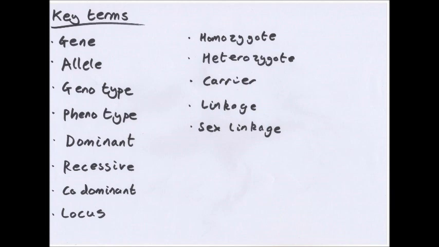And sex linkage: a characteristic is sex linked if the gene that codes for it is found on one of the sex chromosomes. So for example, colour blindness and hemophilia, we'll look at a few, are usually found on the X chromosome, and we'll look at why that's important a bit later. There are others: muscular dystrophy, fragile X syndrome, vitamin D resistant rickets. There are loads.